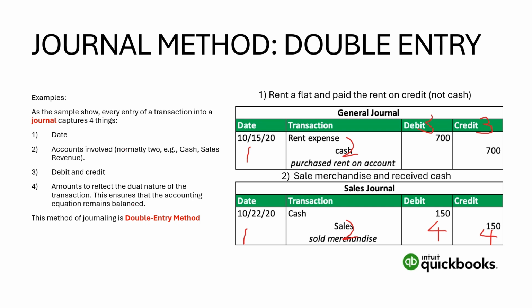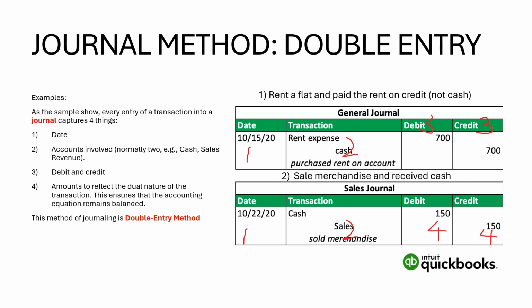Let's look at these 2 examples. The key elements, as I mentioned, of a journal double entry are the date, accounts involved, debit and credit, as well as the amount involved, which are showing here in 1, 2, 3, 4 categories. The first example, rent payment on credit, $700. The debit is rent expense, 700, an increase in expense. The credit is accounts payable, 700. This is a liability. So liability increases since rent is unpaid. We record this transaction as rent expense occurs as well as accounts payable occurs.